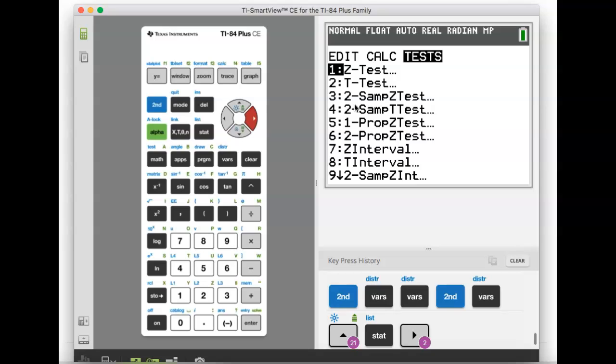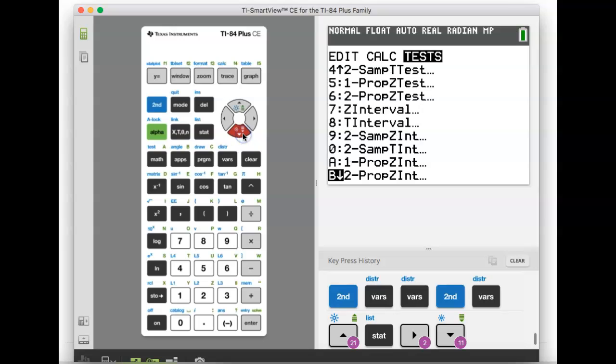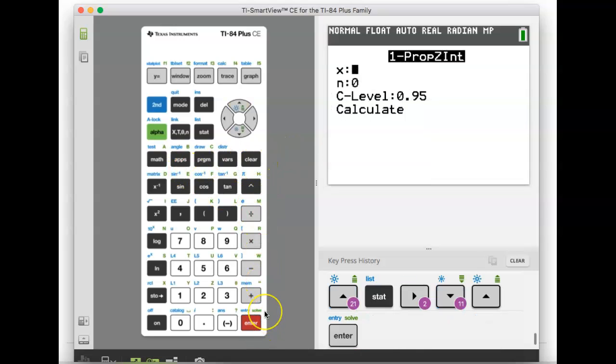So what we're looking for is a one prop z interval, meaning we took one sample, it's for a proportion, and we call it a z interval because we're using these z critical values, okay? So it's called a one prop Z interval. I'm just going to scroll down until I find that. That's one prop Z test. That's not what we're using. There we go. It's at choice A, a one prop Z interval. And I'm just going to hit enter.